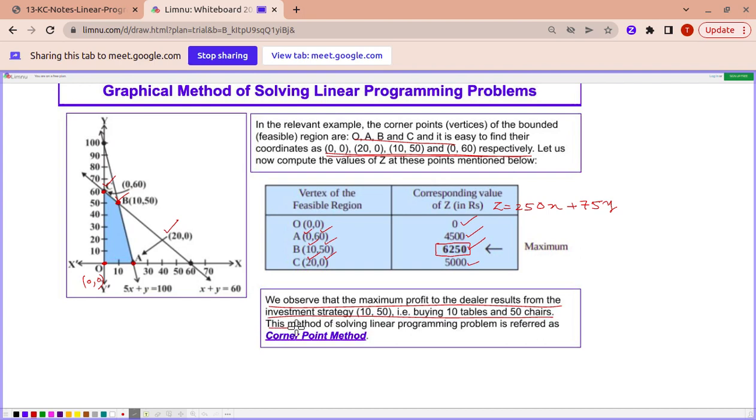This method of solving a linear programming problem is referred to as the corner point method, and this corner point method and relevant problems we will be discussing in the next session. So with this note, let me conclude the class for today. In case you have any question, please ask me. In case you do not have any questions, let us conclude.